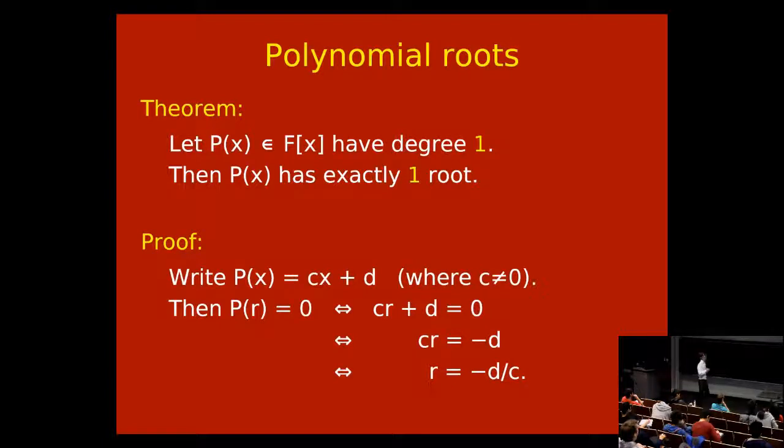Okay, let's prove this. Here's the proof. It's pretty short. So let's say p of x has degree 1. So it has just only powers of 1 and 0. So we can write it as cx plus d. And c is not 0, because otherwise it would have degree less than 1. And what would it mean if p of r is 0? It would just mean that c times r plus d is 0. And then you can like solve this for r as follows. I mean, in a field, the good thing about a field is you can subtract and add and divide like you always do. So c times r is minus d. And then c is not 0, so I can divide by it, and I get that r is minus d over c. Okay, and these are all if and only if. So that's it.